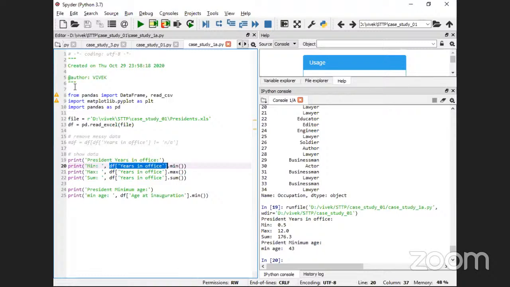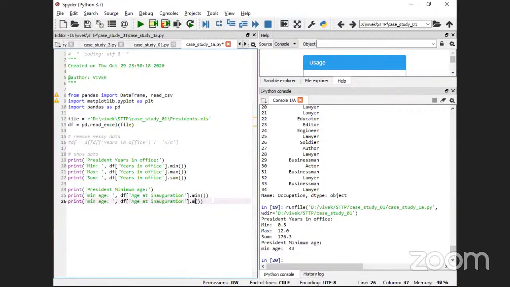Minimum years in office: one president was in office for only six months, and the maximum is twelve years. Total means the sum of all the years of all the presidents. The president who took that post with the minimum age was 43. Likewise, you can also get the maximum age. For example, max is a function.